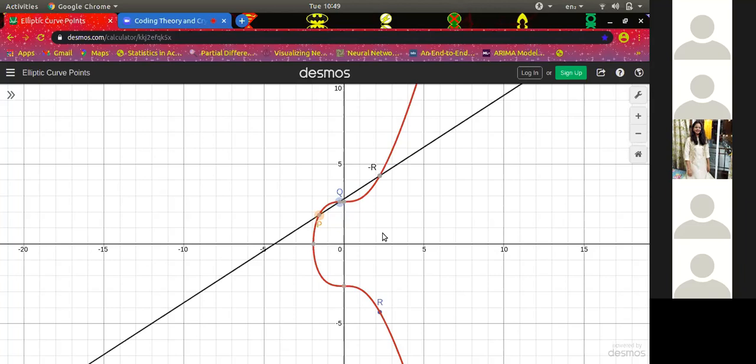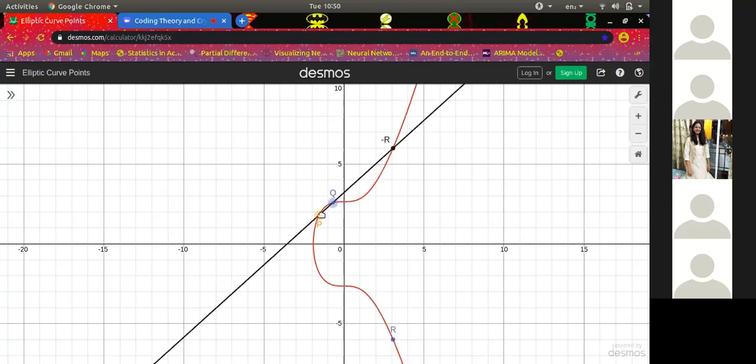No, we are defining addition over here. Another idea is point doubling. What happens if Q is equal to P? So for that, just a second.